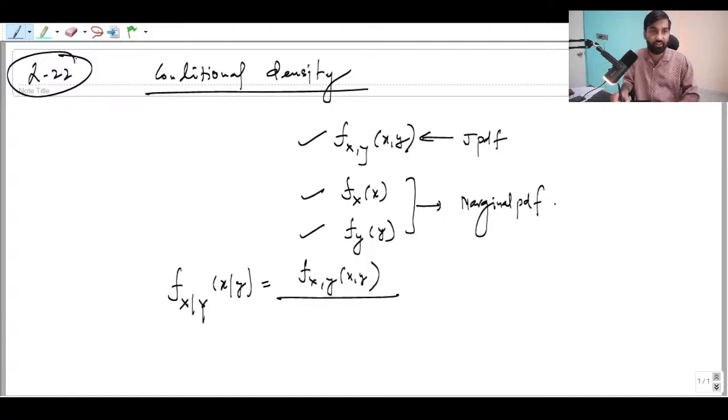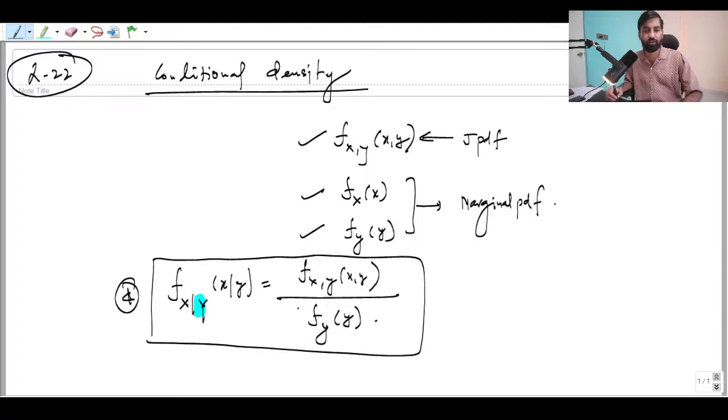So if it is given y, we are conditioning on the random variable y. You can take y equal to a or y equal to b, whatever you want to take. So this has to be written as such, and this is the marginal density function you have to divide by.